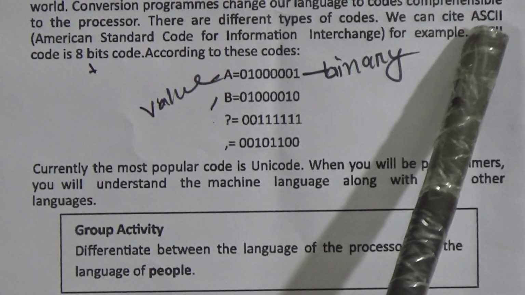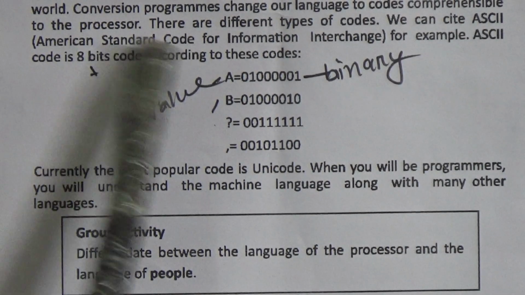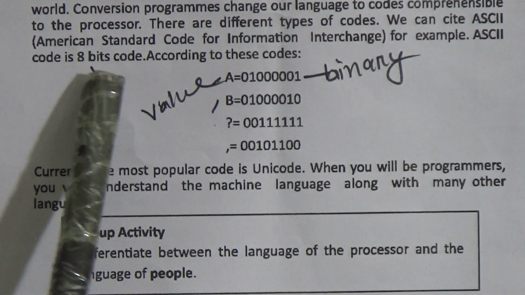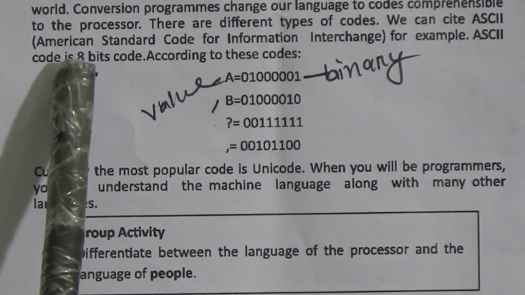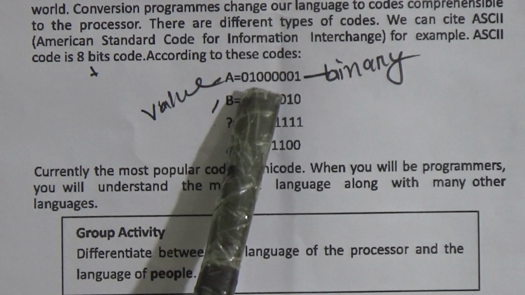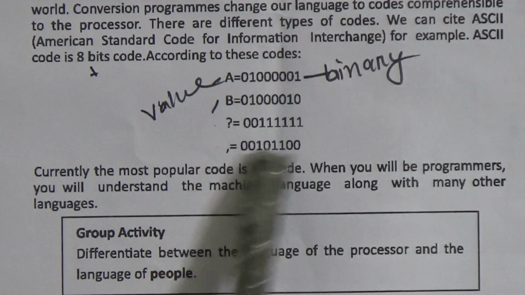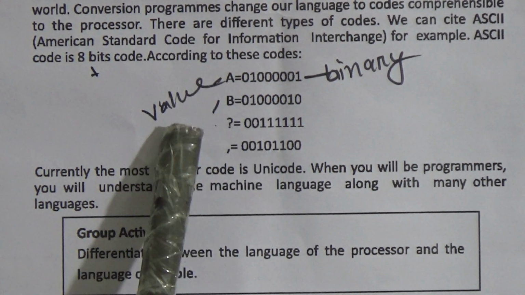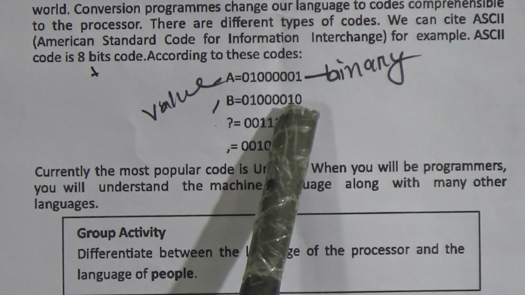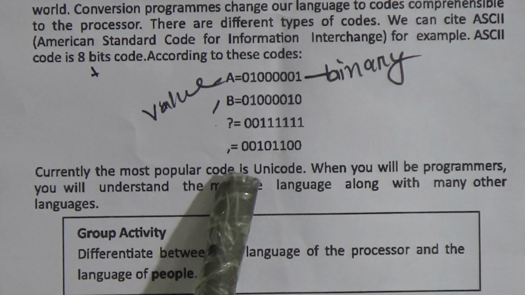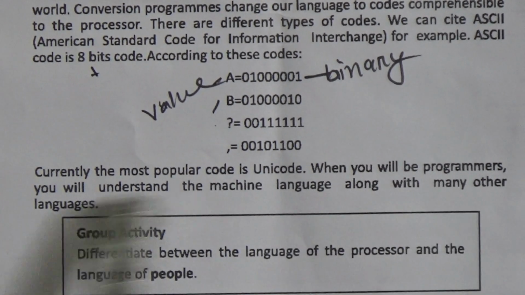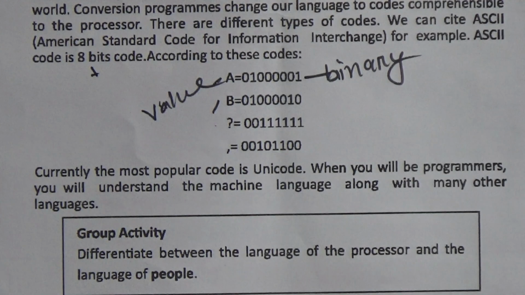There are different types of codes. We can cite ASCII. ASCII stands for American Standard Code for Information Interchange. ASCII code is an 8 bit code. For example, 01000001 is a binary code. Currently, the most popular code is Unicode. When you become programmers, you will understand machine language along with many other languages. Okay, dear students, we have done lesson 14.